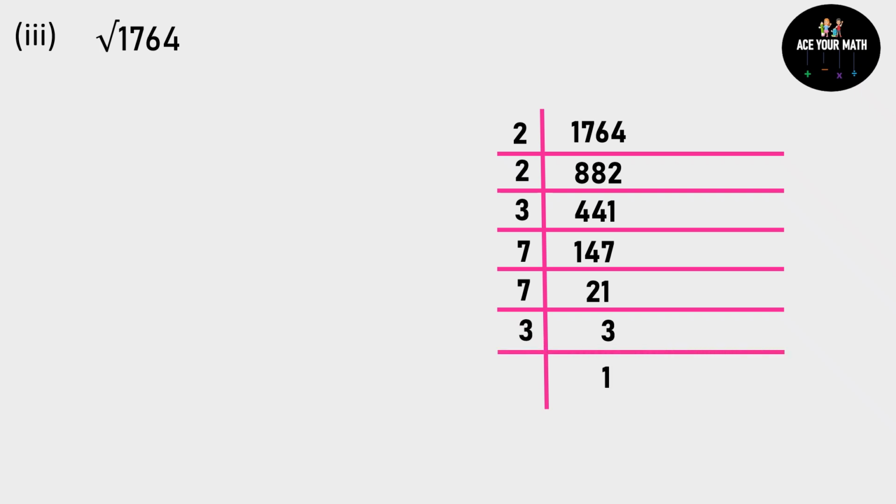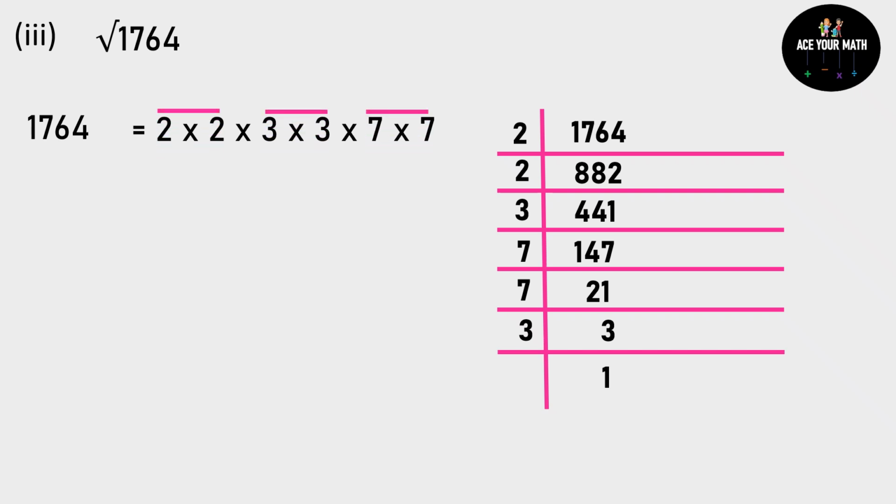So what is the next step? I think you all know now. You can write 1764 as the product of all these prime factors. Okay. And what is the next step? I think you all know now that we will now form pair of similar factors. So you can write 1764 as the product of 2 square and then 3 square and then 7 square.